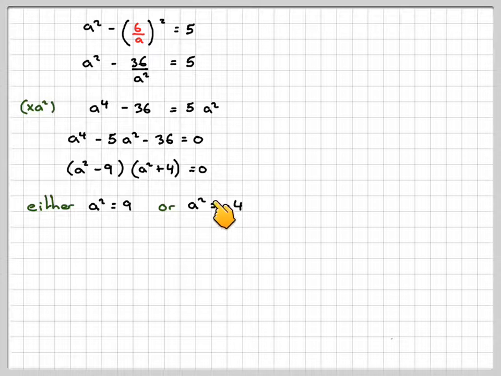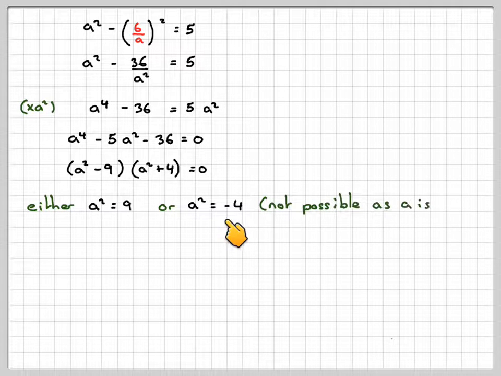Now, this is not possible because when you take the square root of minus 4, you're going to get an imaginary number, and a, to begin with, was a real number. So this is not possible. So therefore, we're going to just get two solutions from here: taking the square root of 9, a could be plus or minus 3.